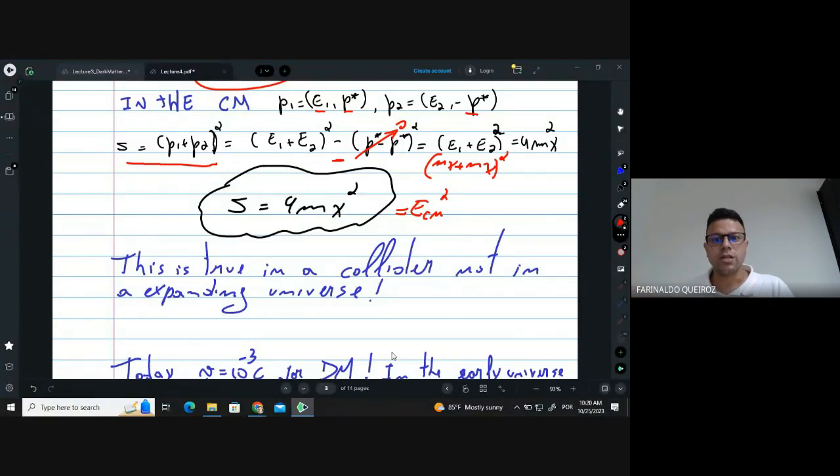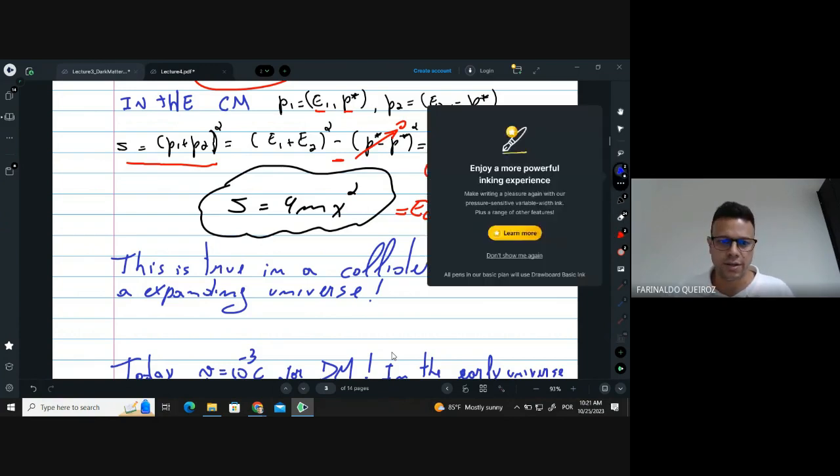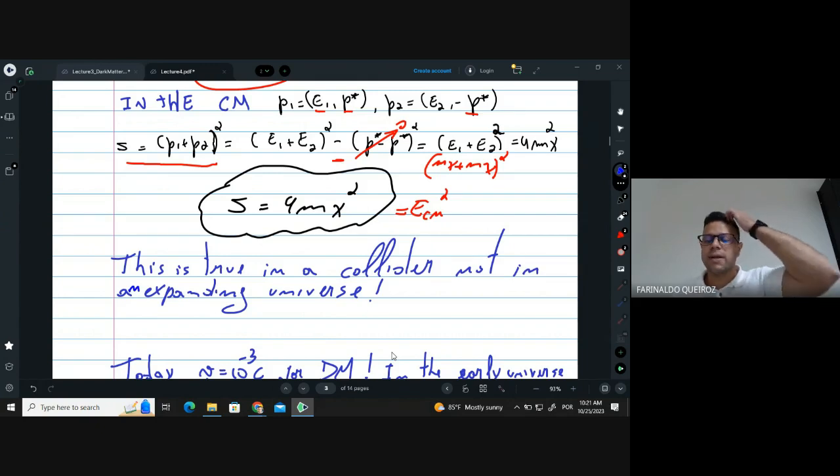Okay, so this center of mass energy is true for colliders. So if you're here today, the only thing that matters is the energy of the particle, or its mass if it's non-relativistic. But this is not true for an expanding universe. For an expanding universe, this is not true. Why? Because I have this thermal energy. Okay, and let's compute it.